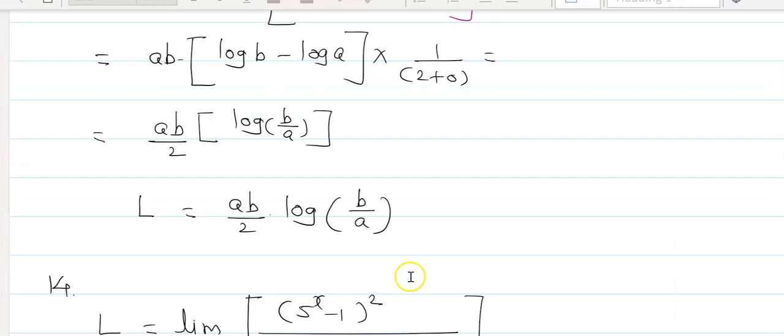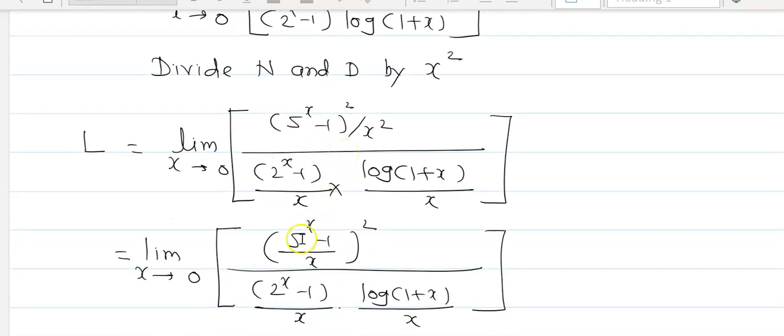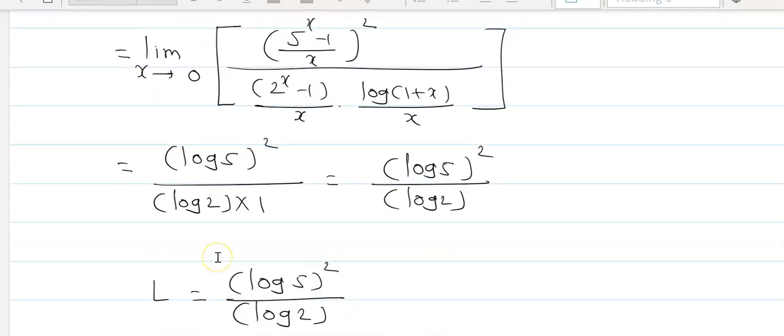Again, we'll see here. That is, L is equal to the limit as x tends to 0 of (5^x minus 1) whole squared upon (2^x minus 1) into log of (1 plus x). Divide numerator and denominator by x squared. Yes, dividing here, that is limit x tends to 0, (5^x minus 1) upon x, whole squared, that is in a single bracket, upon (2^x minus 1) upon x into log of (1 plus x) upon x. The value of this limit is (log of 5) squared, log of 2, and here it is 1 into 1, that is, log of (1 plus x) upon x is 1. Therefore, L is equal to (log of 5) whole squared upon log of 2.